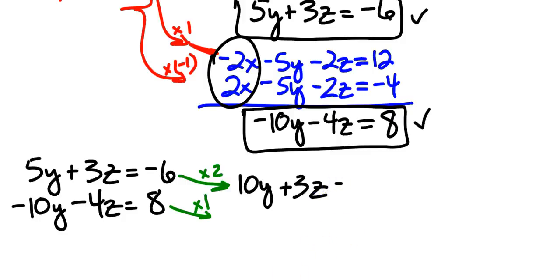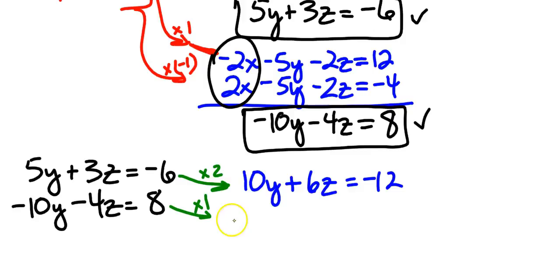No, that's incorrect. I'm sorry. Let me erase that real quickly. We will get positive 10y. 3z times 2 will be 6z equals negative 12. That's multiplying everything in the problem by 2. Multiplying the other one by 1 will be negative 10y minus 4z equals 8.